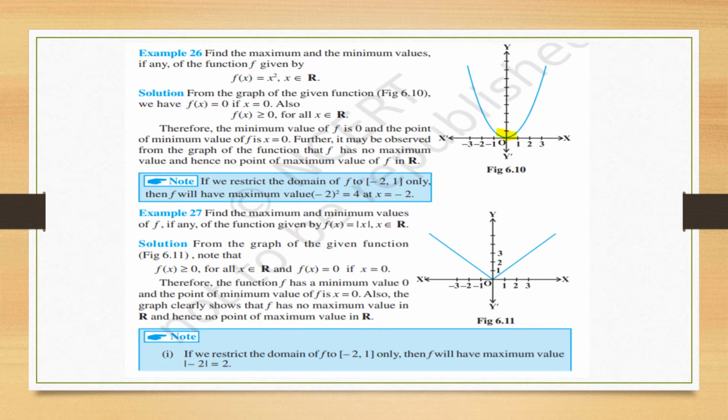Also f(x) is always positive for all other x. It is always positive, meaning it is just lying in the first and second quadrants, not below this. It is not towards the negative axis.